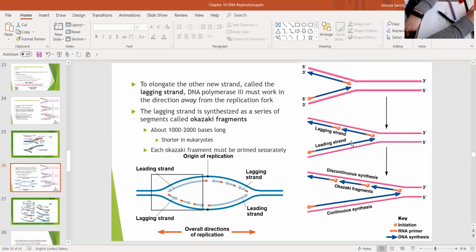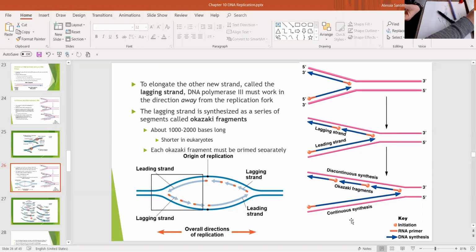And we start getting lots and lots of little segments, each with a little primer. We call these segments Okazaki fragments because of the people who discovered them, actually a wife and husband. These fragments tend to be 1,000 to 2,000 bases long. They're even shorter in eukaryotes. So remember, we're talking about bacteria here. And we have all of these discontinuous segments, and each of these segments is primed separately.